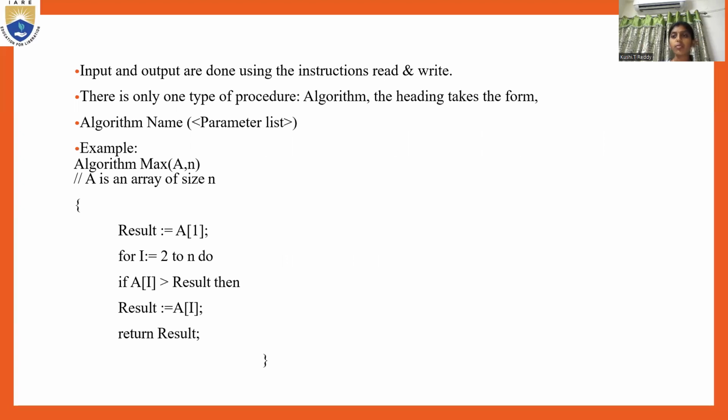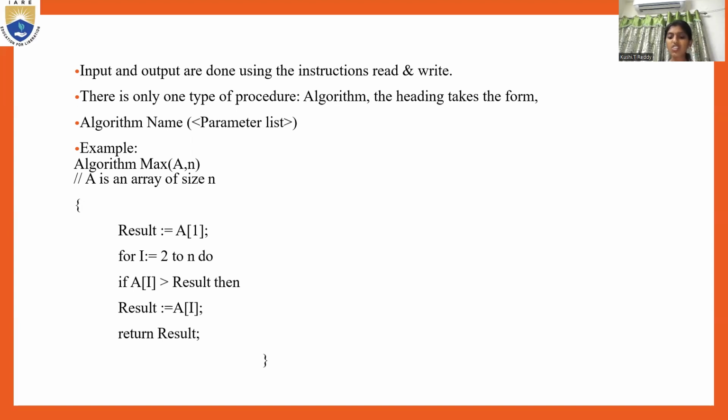We are going to write the algorithm to find the maximum value. A is the array and n is its size. So result is equal to A[1]. For i equal to 2 to n, do: if A[i] is greater than result, then result is equal to A[i]. Return result. So this is one example of how to write an algorithm.